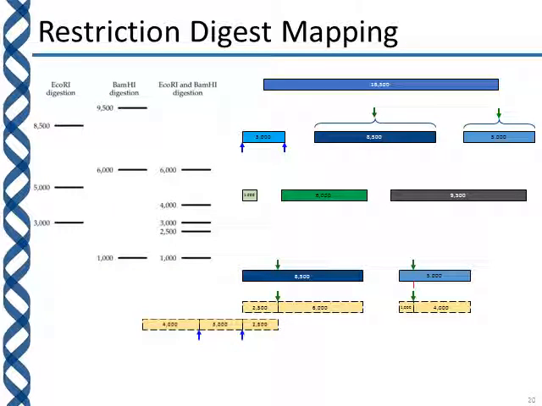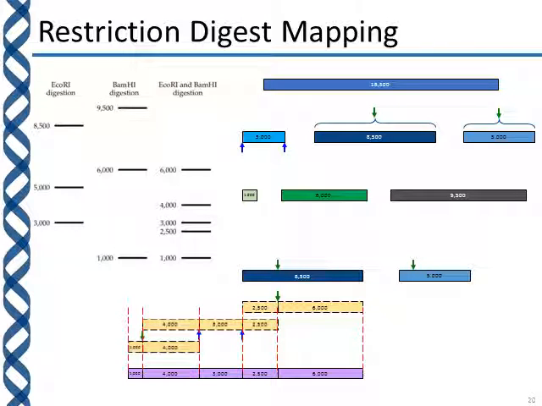And therefore we can now restructure that into the order in the original molecule. So by using these restriction endonucleases, we can determine the exact order in which each of those fragments is arranged from the 5' to the 3' end.